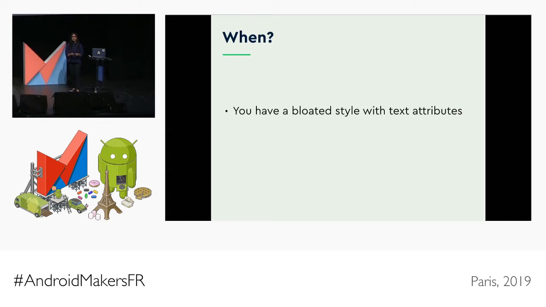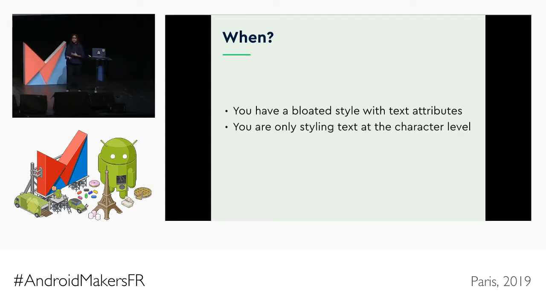Also, text appearances are a dynamic style, so you can do textView.setTextAppearance at any point after inflation, whereas there's no such thing as setStyle. You have to provide that at inflation time. So if you extract it out into a text appearance, and you want to apply it programmatically in the future, you can do that.